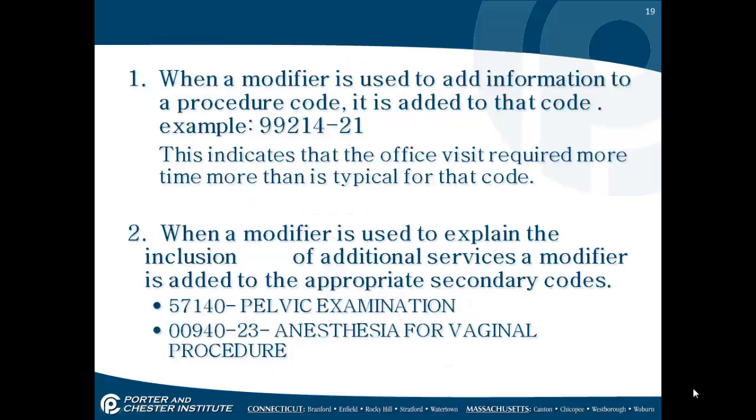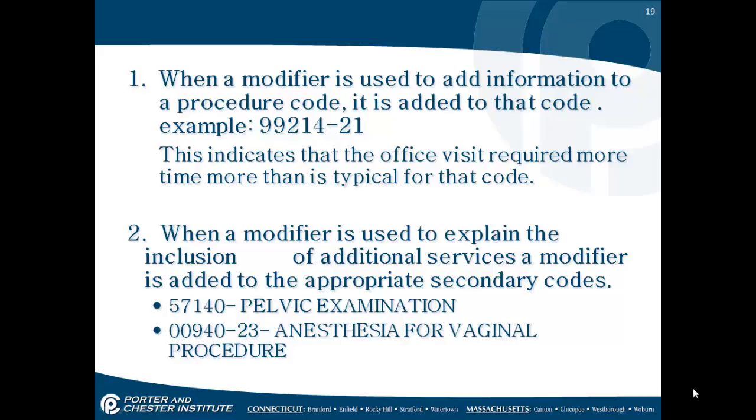When a modifier is used to add information to a procedure code, it is added to the code. An example would be your 5-digit code, such as 99214, and then you would have a -21. This indicates that the office visit required more time than is typical for that code.